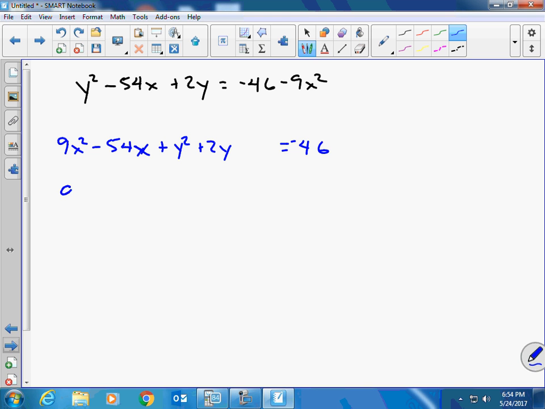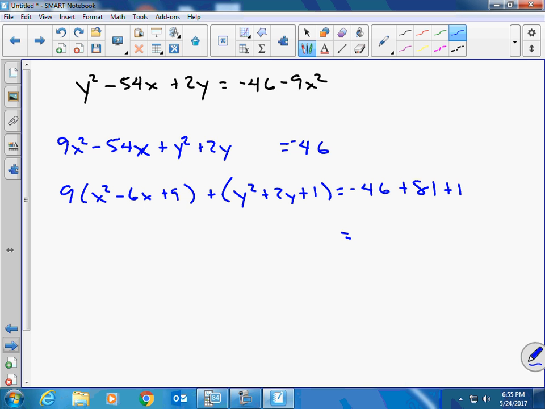Factor out a 9. I get x squared minus 6x, right? Plus nothing has to come out of the y. Divide the 6 by 2 and get 3. Square it, and I get 9. So what I really just added was 81. Right? 9 times 9. I'm going to divide 2 by 2 and get 1. Square it, I get 1. So I add 1. 82 plus negative 46 is 36.